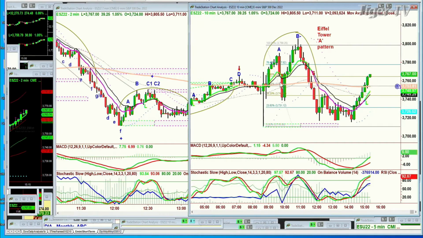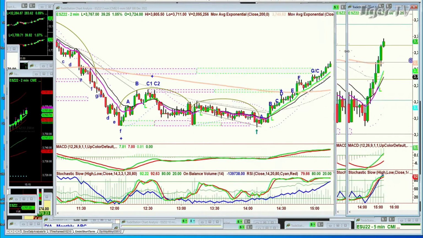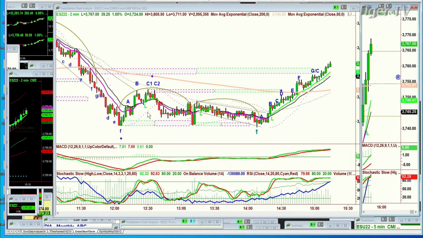This went to an A and then pulled back, and then it went to a B and then failed. But I typed in Eiffel Tower A pattern. That means that A says you can come down and be careful of the key support levels. Well, what did we do? We made, over a period of time, look at this. Here's a 2-minute chart. It shows you that this went to a peak C1, C2 that acts like a D, pulls back.